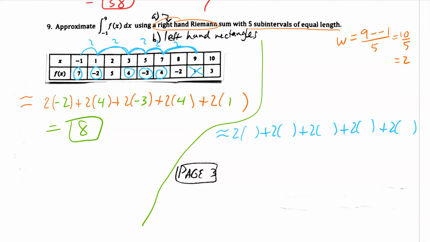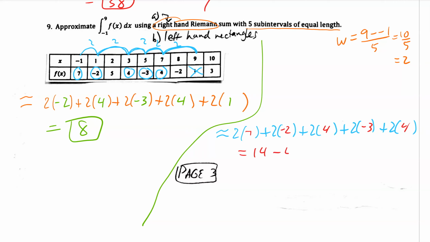1, 2, 3, 4, 5. Good. It's good to show your rectangle areas before you go factoring out the 2. And let's see, we were going to use a 7, and then a -2, and then a 4, and a -3, and a 4. And just like that, we work it out.